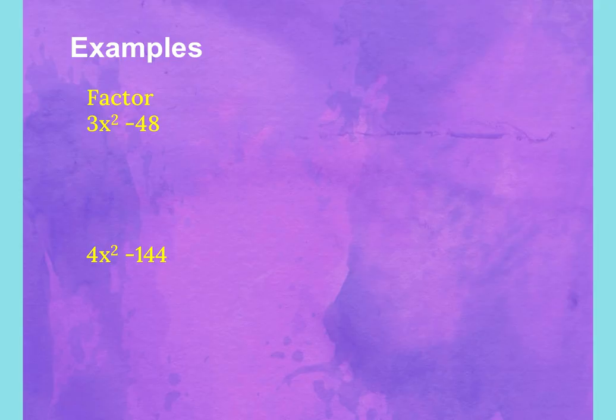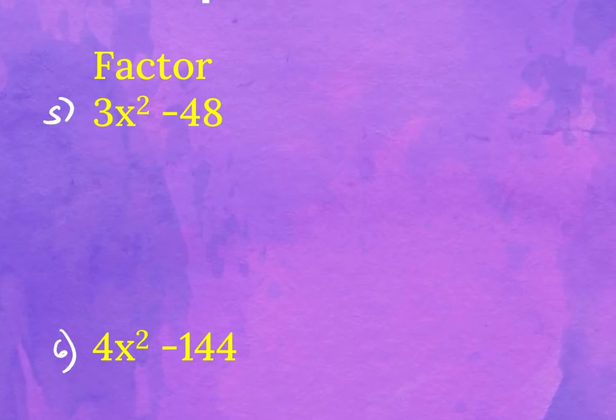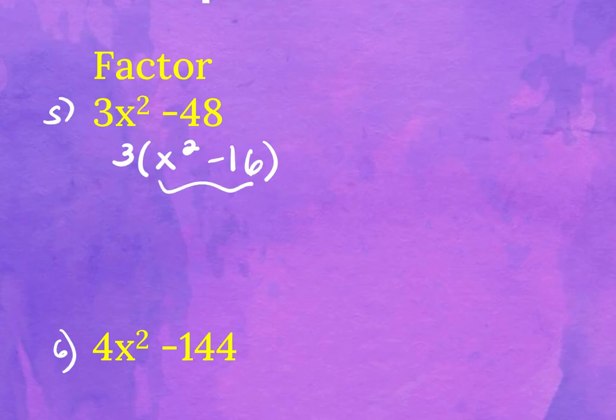Okay, so now we're on 5 and 6. These have just 2 terms in them, so I know it's not a trinomial. When I look at 5, the first thing I notice is that these are both divisible by 3. So I'm going to take out a 3, and 3x squared divided by 3 is x squared, and negative 48 divided by 3 is 16. And then this is the difference of 2 squares. Difference being the minus in between, both perfect squares. So I'm going to do 2 parentheses, square root the first term, square root the second term, and one gets a plus and one gets a minus. And now we've factored completely.